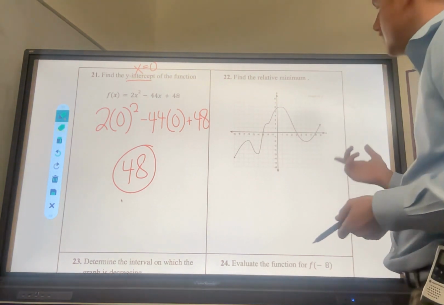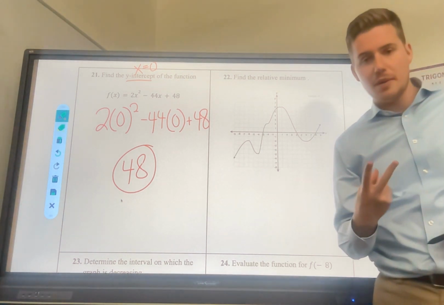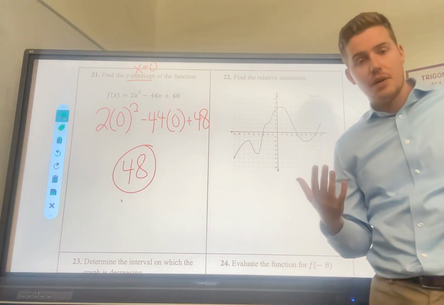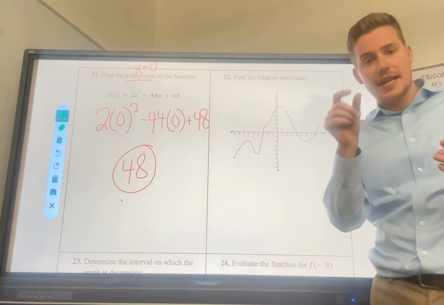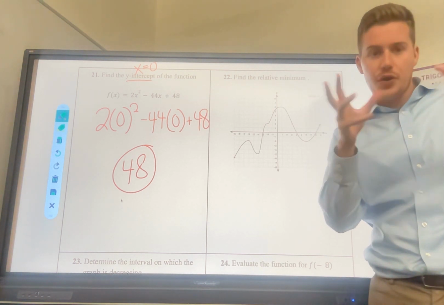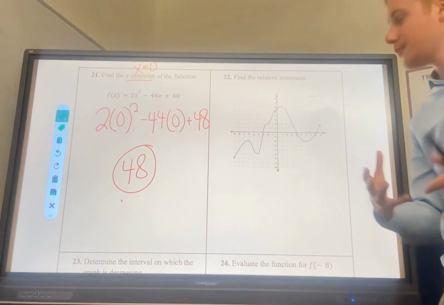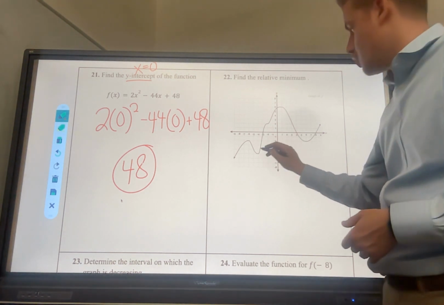Let's move on. This next question here says find the relative minimum. There's actually 2 relative minimums. So remember, the word relative means it's a change in direction. It's an area of the graph where it's a low point relative to other features of the graph right around it, but it's not necessarily the lowest point on the whole graph. And so in our case, that occurs at 2 points.